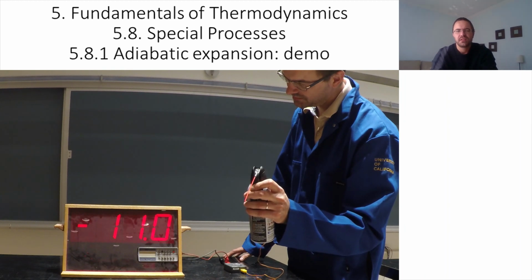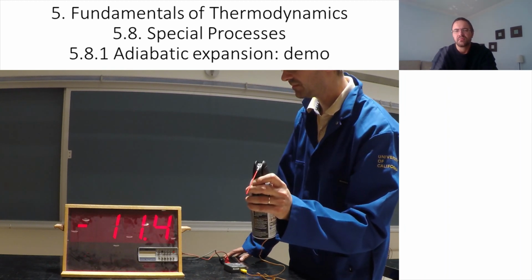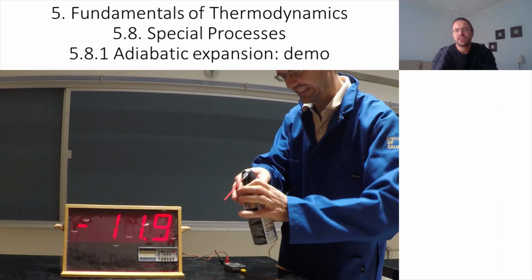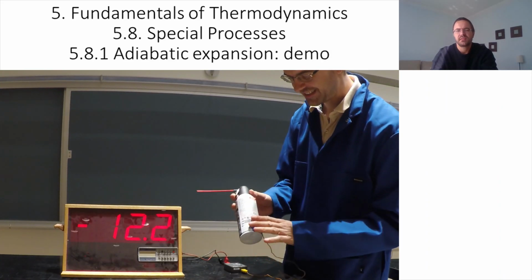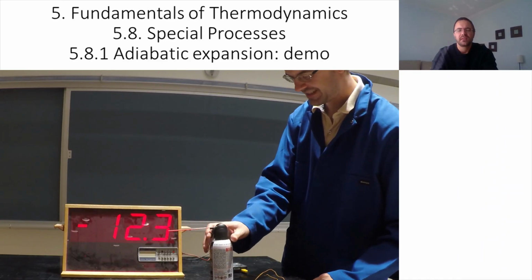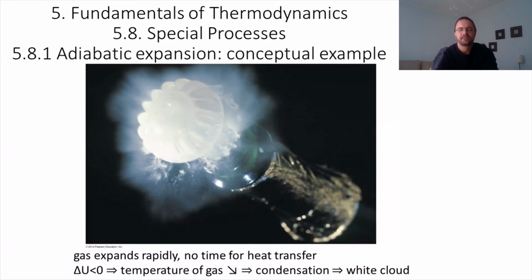As you can imagine, we will also learn this in the next chapter. Engineers will use that kind of adiabatic expansion to make refrigerators, for example. Another example of an adiabatic expansion, which will decrease the temperature, is when you open a bottle of champagne. The gas expands rapidly, so there is no time for heat transfer, and the temperature of the gas decreases. And this produces condensation, which will make a white cloud when you open the bottle.